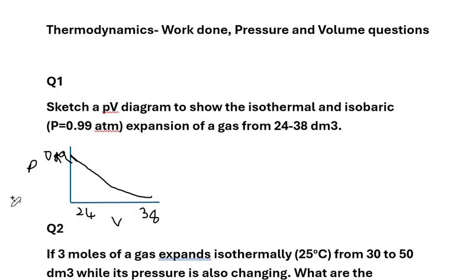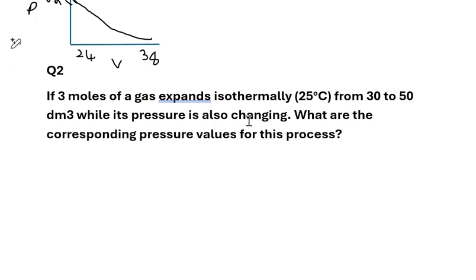However, when you get questions as it relates to calculations, right? You have to think about the relationship between pressure and volume as well. However, you have to know the type of equation you're going to use. So it says that if 3 moles of a gas expands isothermally, isothermal means, as I said before, constant temperature. In this case, it would be 298 kelvins.